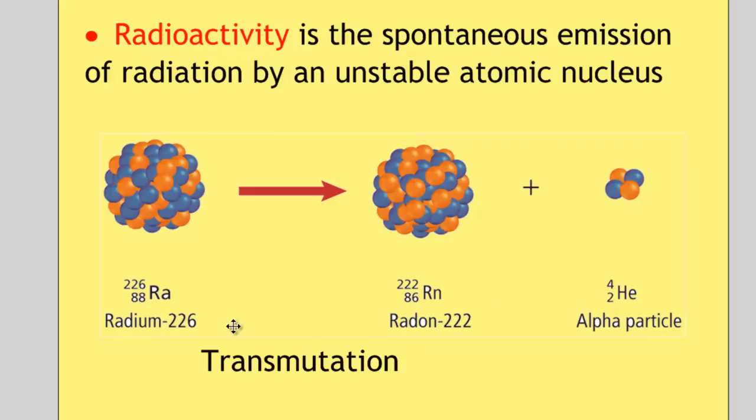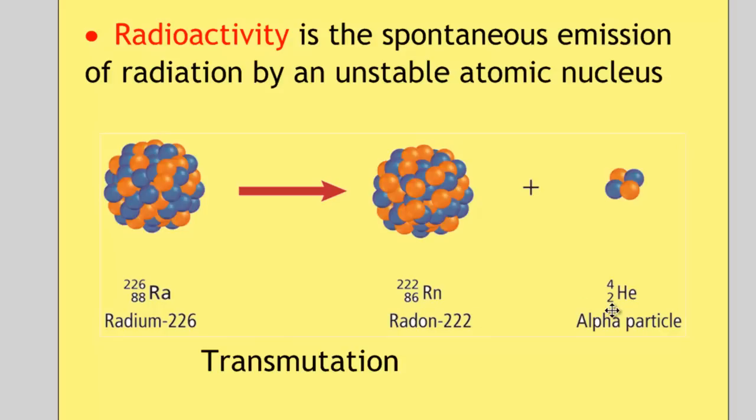Now, if you look at this, here's what I really want you to see. The atomic number on the left-hand side of the arrow, the reactants, is 88. If we go over to the right-hand side, what we have is an 86 plus a 2.